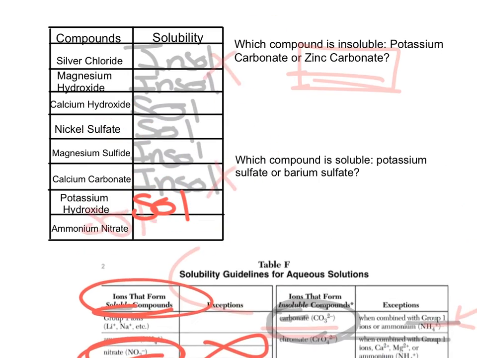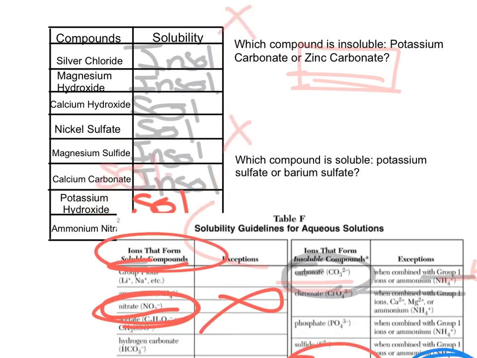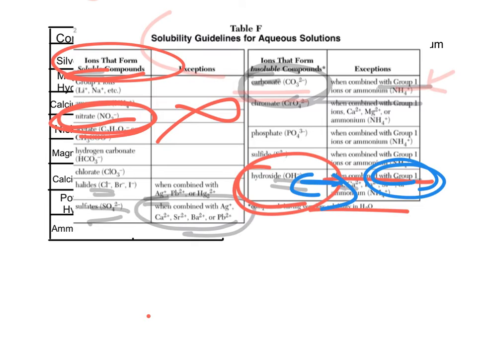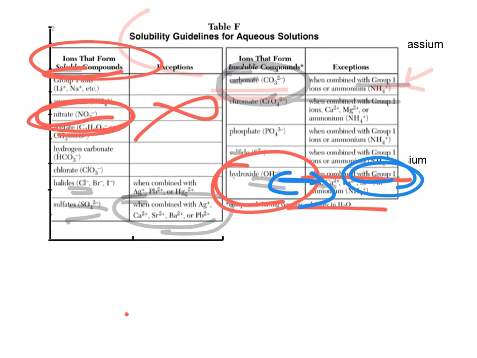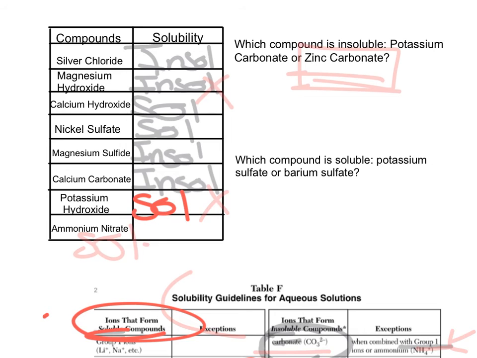Next is which is soluble, potassium sulfate or barium sulfate. So let's take a look at sulfates. The exception to solubility would be with barium. So barium sulfate would be insoluble. We're looking for what is soluble, which means the previous one, potassium sulfate.